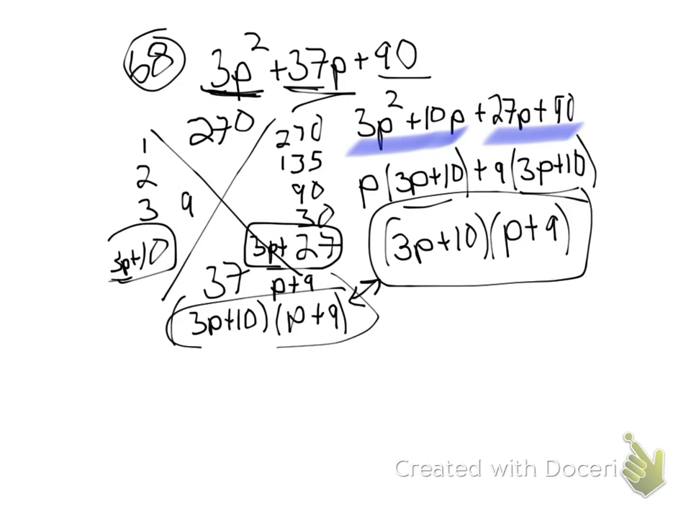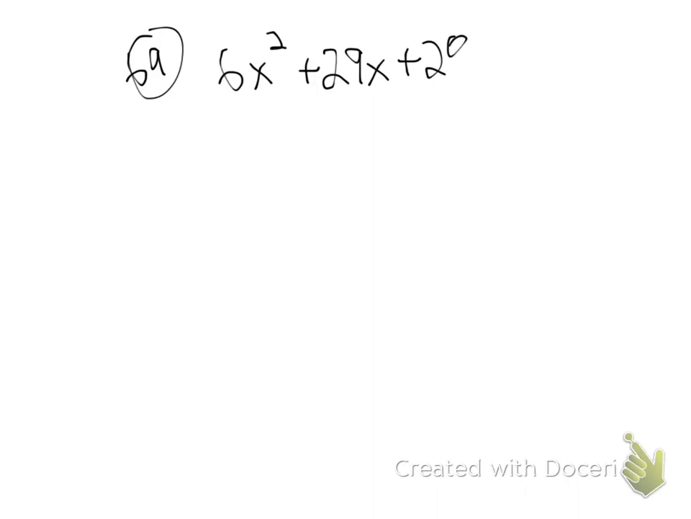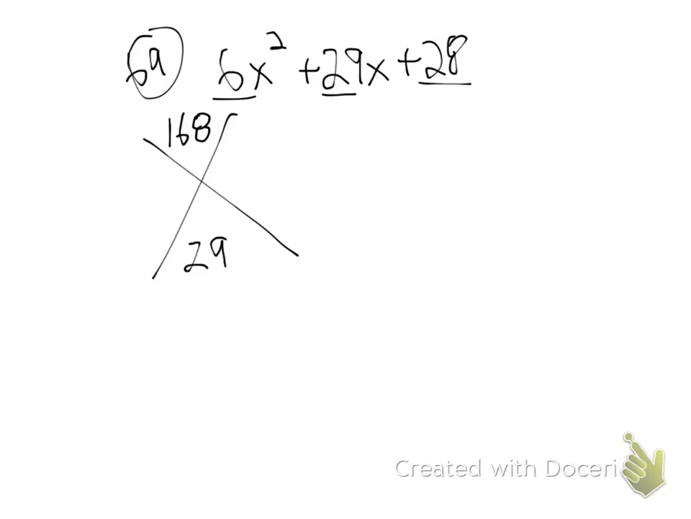All right, so now let's look at problem number 69, which is also a very big numbers. So we got 6x squared plus 29x plus 28. So we do our term on the top is 6 times 28. So 6 times 28 is, what is that? Let's see. 6 times 8 is 48. 6 times 2 is 12, plus 4 is 168. And then the bottom is going to be 29. Okay, that's our middle term right there.